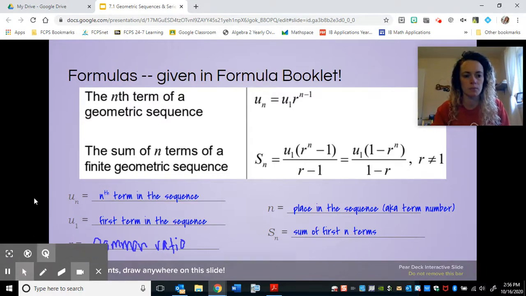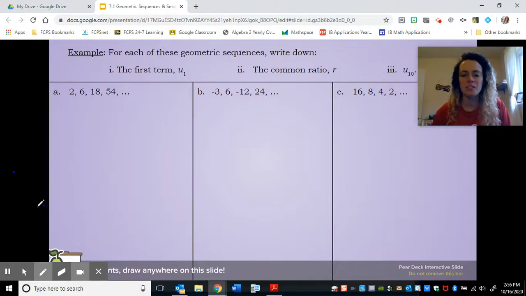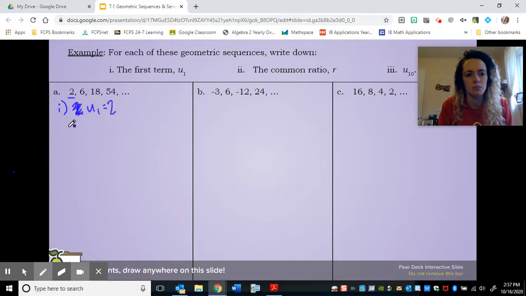Lots of options there. So getting into our first example, we have three different problems that for each of them, we are going to find or identify the first term, the common ratio, and then the 10th term. So for letter A, identifying our first term, pretty easy. It's right there in front of us. My first term is 2, and I should probably say u sub 1 equals 2.